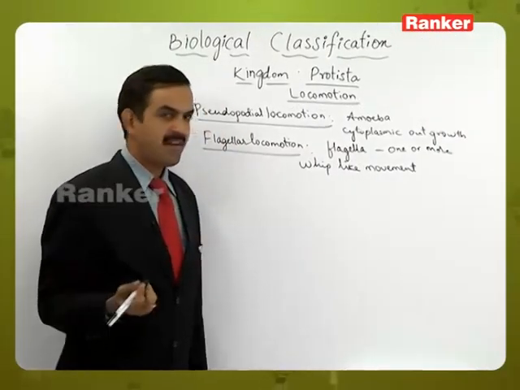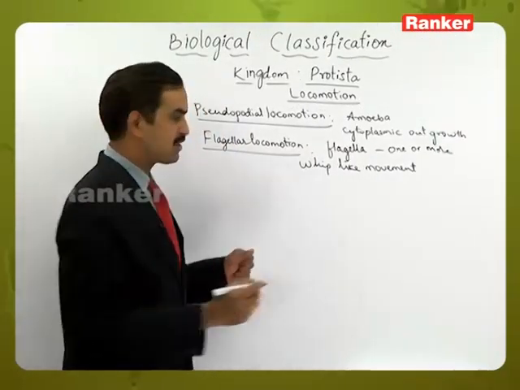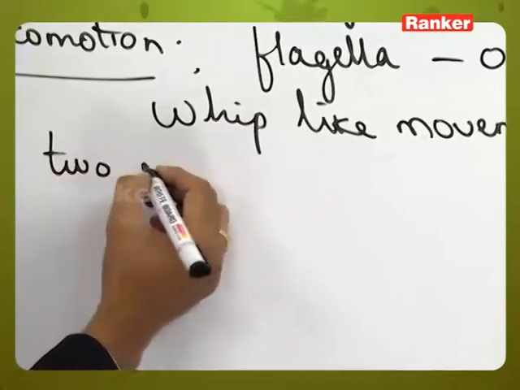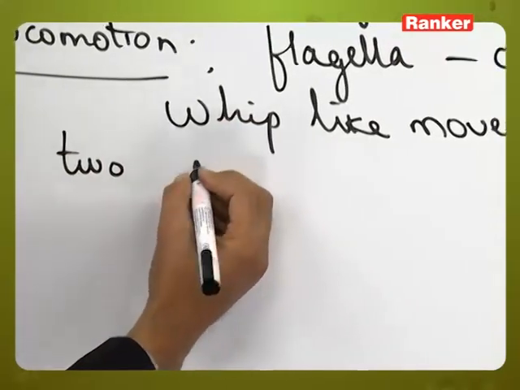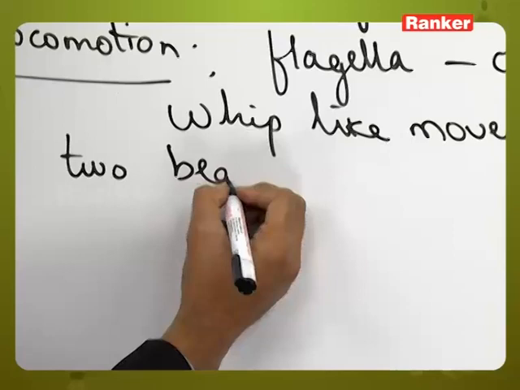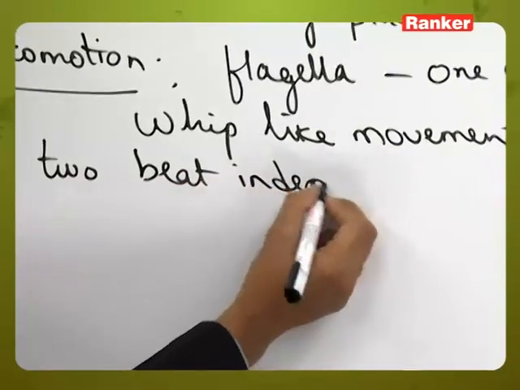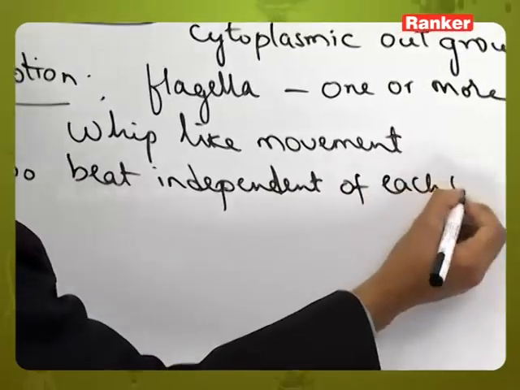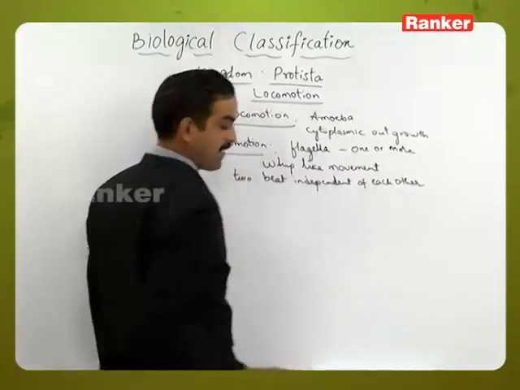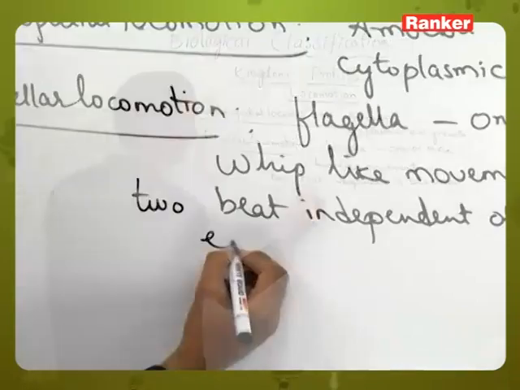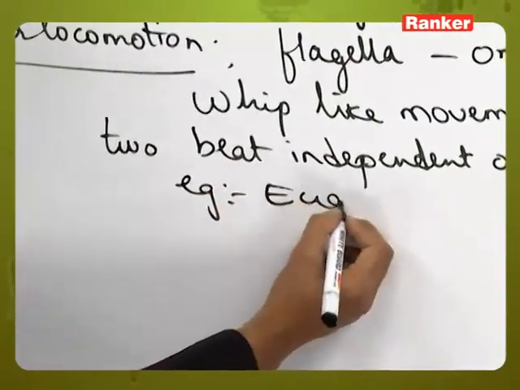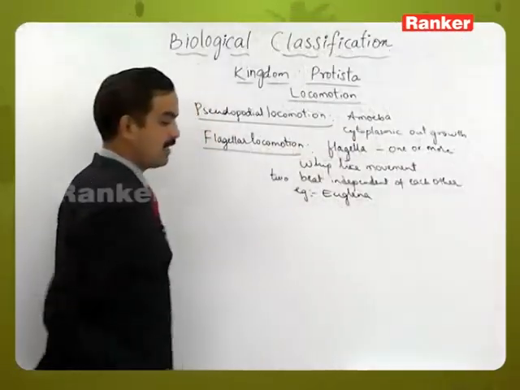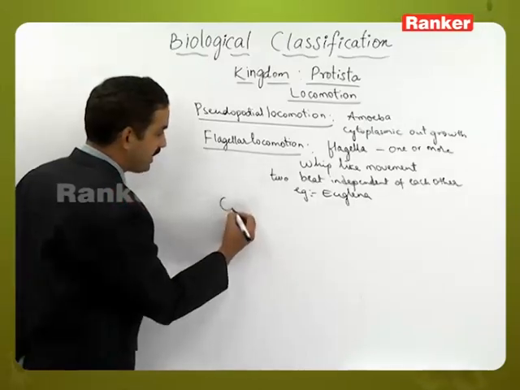When two flagella or more than two flagella are present, these flagella will beat independent of each other. This type of whip-like movement can be seen in examples like Euglena. Then the third one is ciliary locomotion.